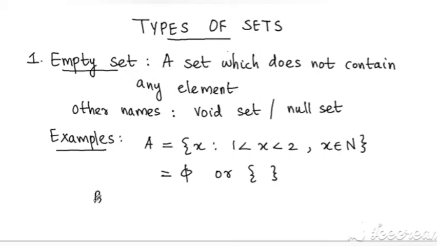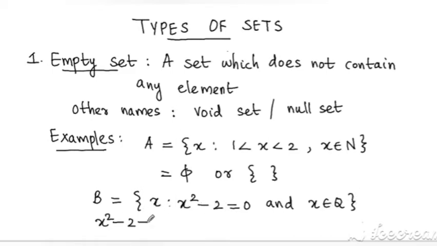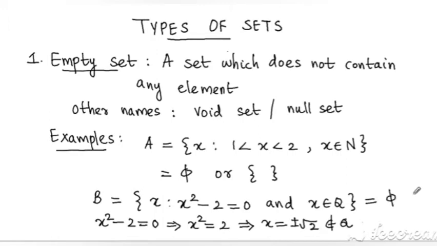Similarly, consider the set B, the set of all x such that x squared minus 2 equals 0 and x belongs to Q. Q is the set of rational numbers. If you solve that equation you will obtain x square equal to 2, which implies x equal to plus or minus root 2, and we know that root 2 is an irrational number, so it does not belong to Q. So you can see that set is also an empty set.